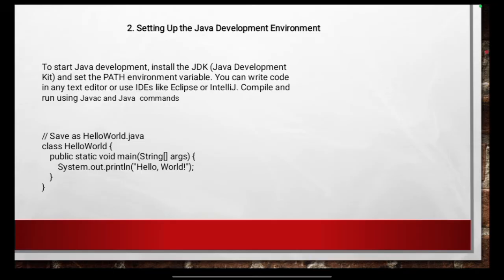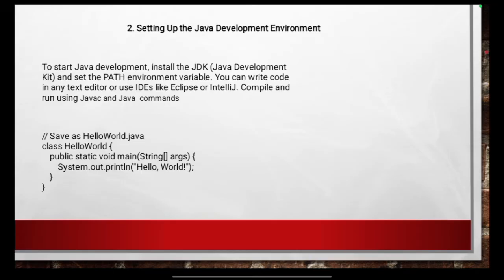The sample code provided is the classic Hello World program, which is traditionally the first program developers write when learning a new language. This program introduces core concepts of Java: the class structure, which is the foundation of Java object-oriented design; the main method, which serves as the entry point where program execution begins; and the System.out.println method, which outputs text to the console. Here's a quick overview of how it works.